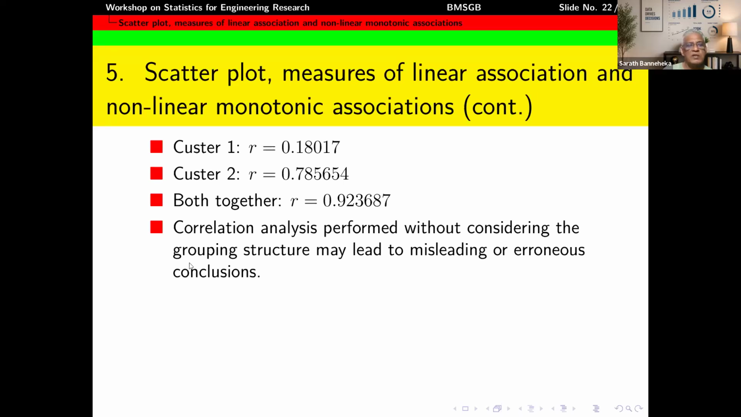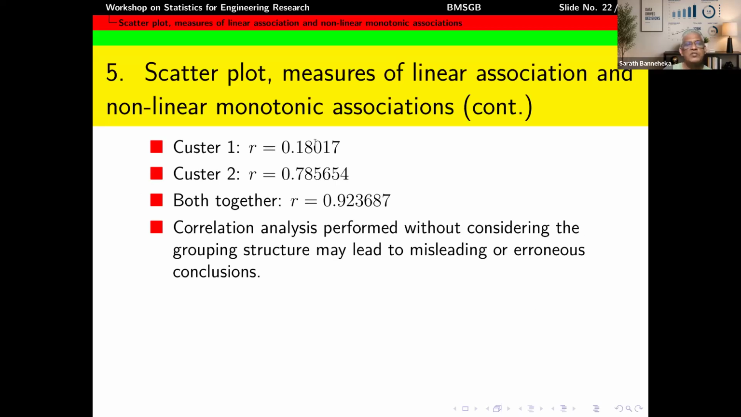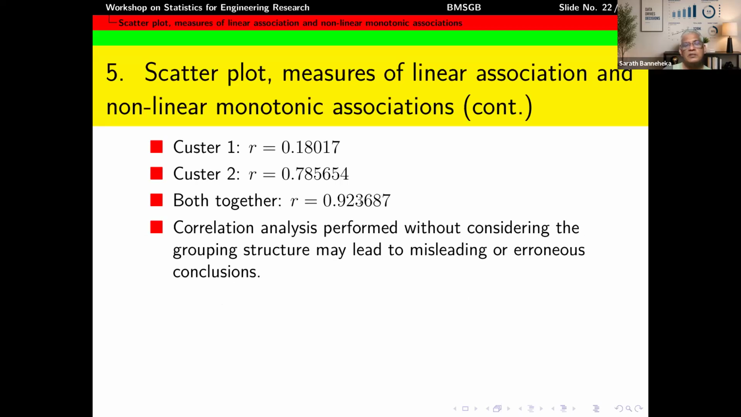So that indicates that for this cluster, there is almost no linear relationship, right? Very small. But for cluster two, R is 0.78. And therefore, we may interpret the relationship here between X and Y as some kind of moderate positive linear relationship. On the other hand, if you put both together, it will be interpreted as a very strong positive linear relationship. And that is not a good interpretation.